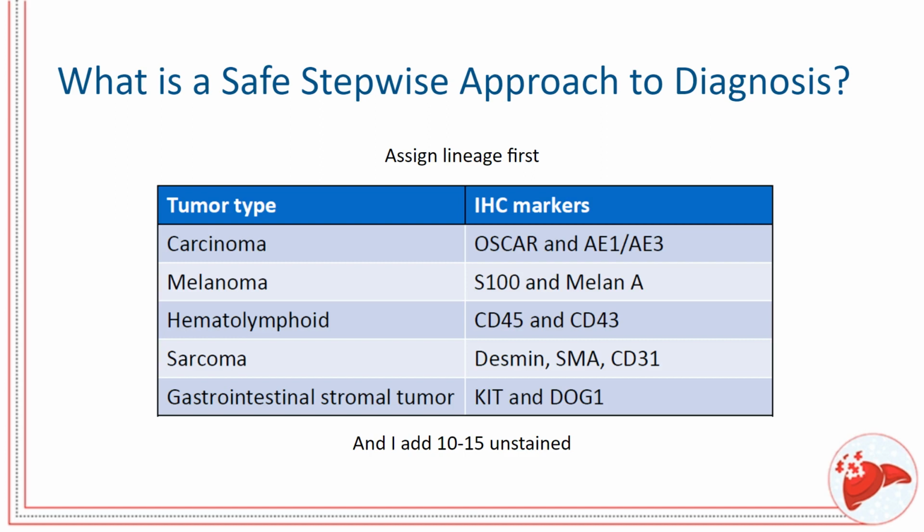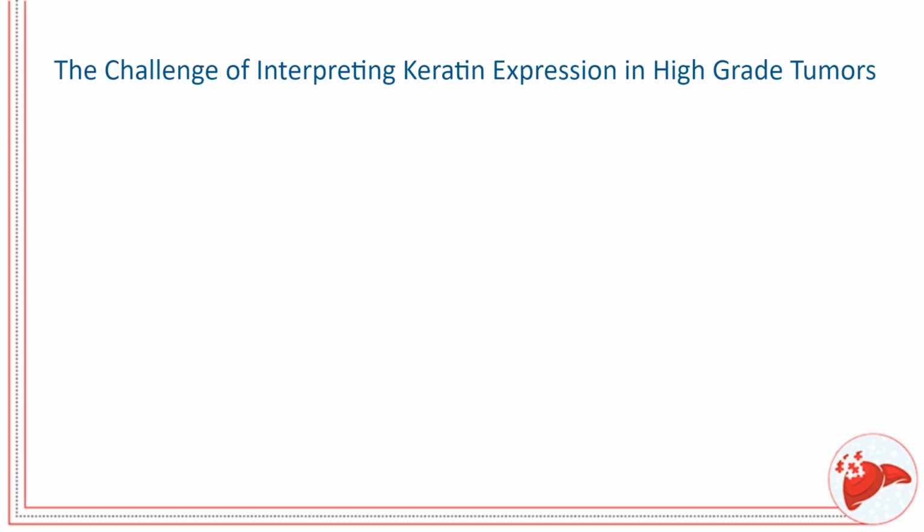Of course, the clinical picture and the morphologic features influence what may or may not make it into that first panel, but this is a broad approach that I think is safe to make sure that we don't miss any of the lines of differentiation. Now, I want to emphasize here that there are some important challenges that need to be considered, particularly in the interpretation of keratin expression in high-grade tumors.